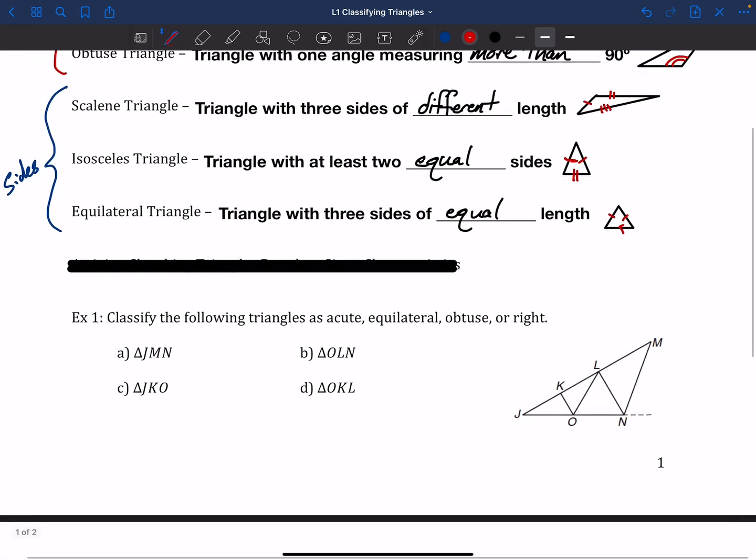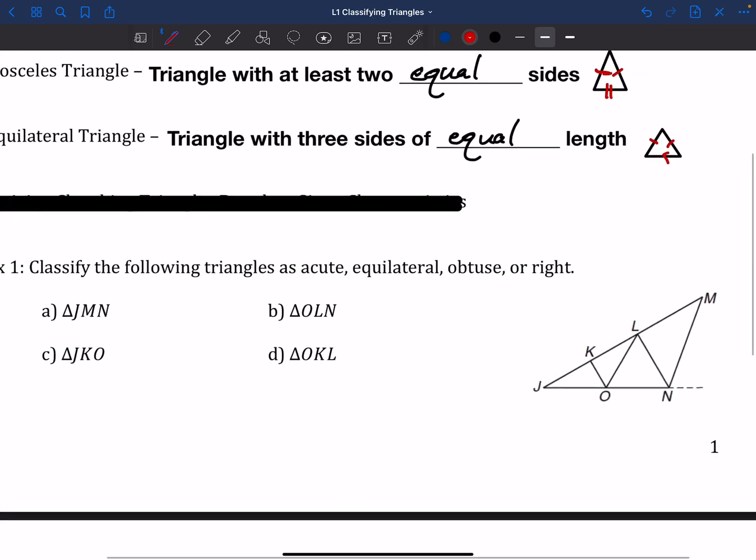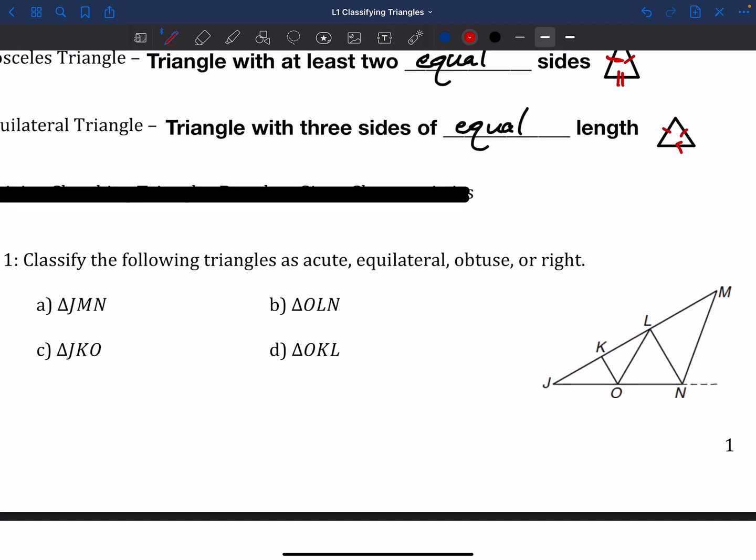So what we're going to do is classify a couple things, right? We're going to classify the triangles based on these vertices that they're mentioning as acute, equilateral, obtuse, or right. So JMN, let's take a look at that one first. JMN is this big triangle here. I'm just going from one vertex to the other and connecting it all together.